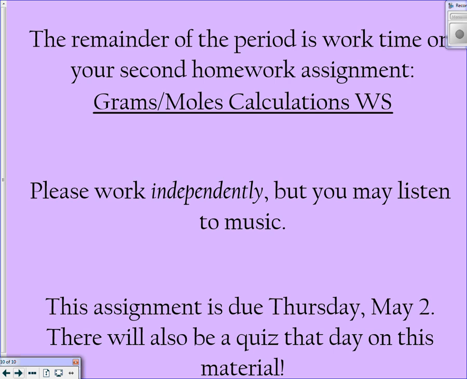This assignment is due Thursday, May 2nd, so you have 2 days to complete it. On Thursday, May 2nd, there will also be a quiz. So please make sure that you come with questions tomorrow or Wednesday so that we can clear up any questions you have, so that Thursday, 1, your homework assignment's done, and 2, you're ready to go on that quiz. Please be respectful for the remainder of the period and make sure you're getting all those assignments done.